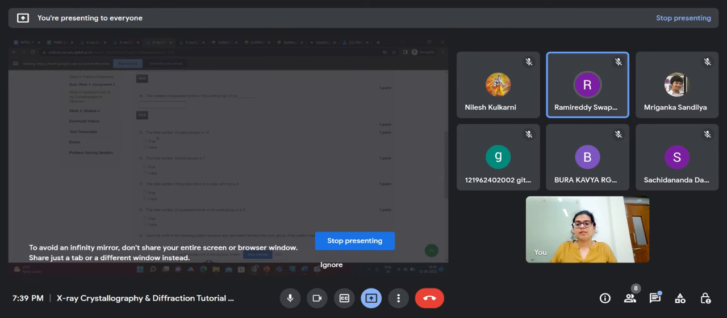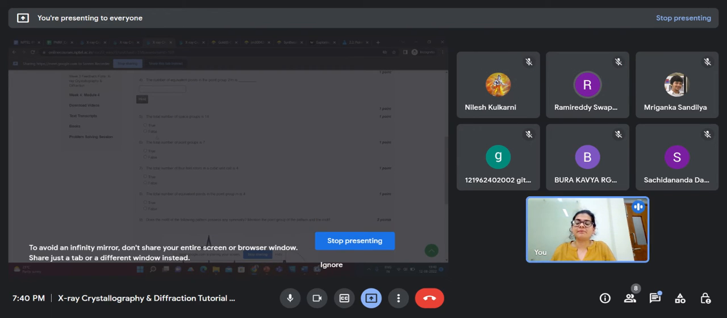Yes, ma'am. So the total number of point groups will be 32. And the number of space groups, 230. Okay. So both the statements are false only. And the number of crystal systems, 7, ma'am. The number of Bravais lattices, 14, ma'am. Okay, correct only.